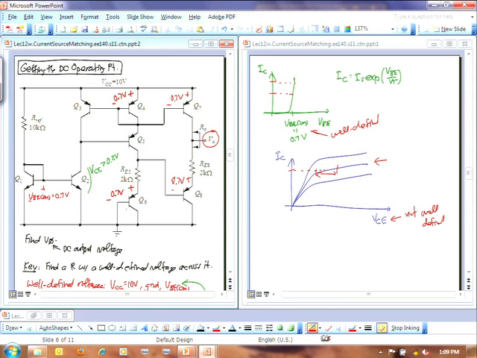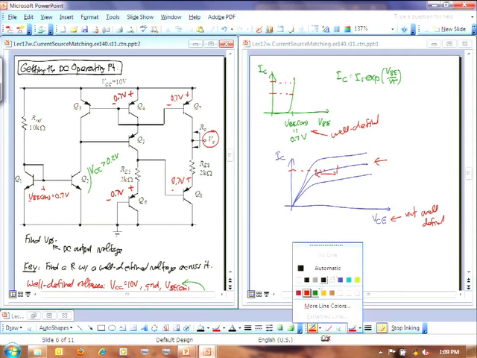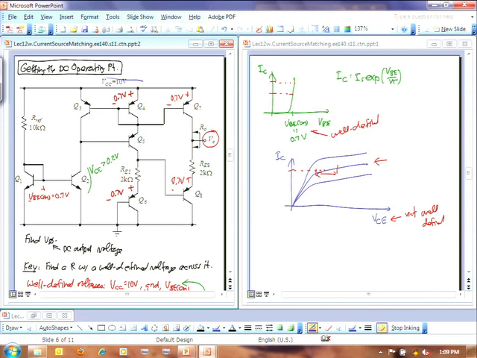The way to determine that is to recognize, oh, this right here, that's a current mirror. And then I look down here. That's another current mirror. Okay? And so now I can do this.